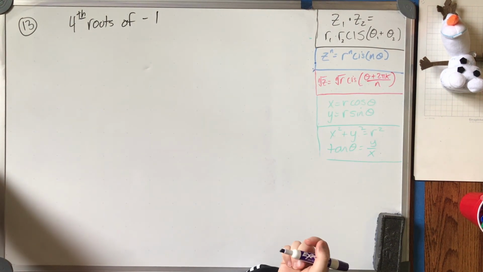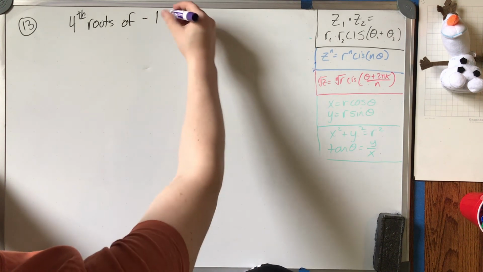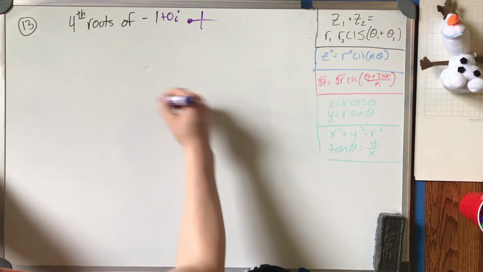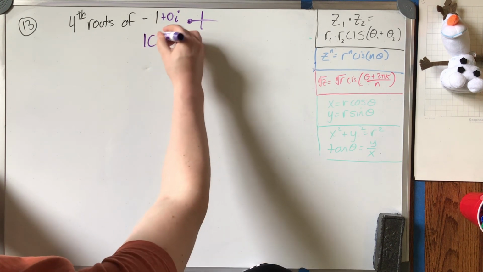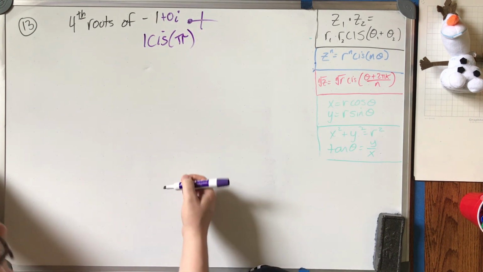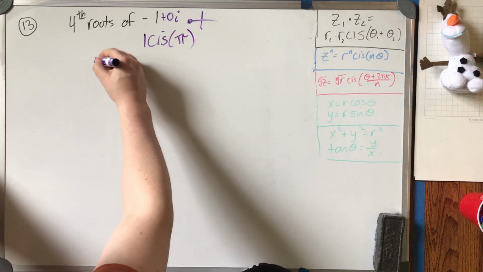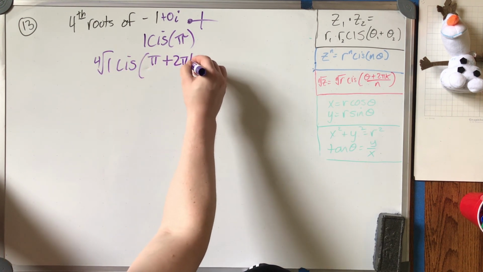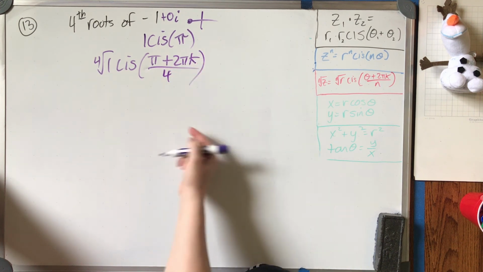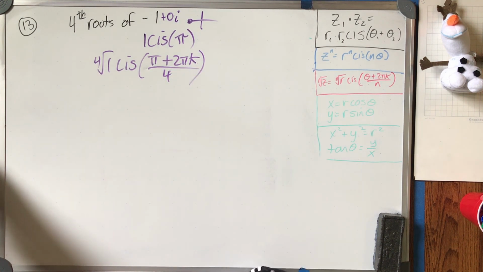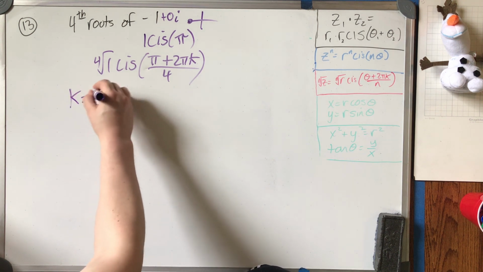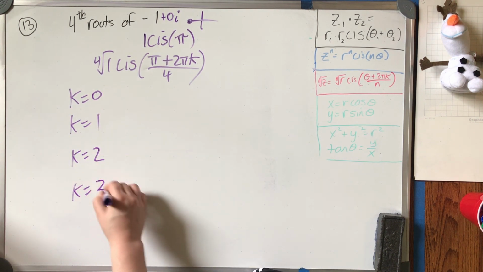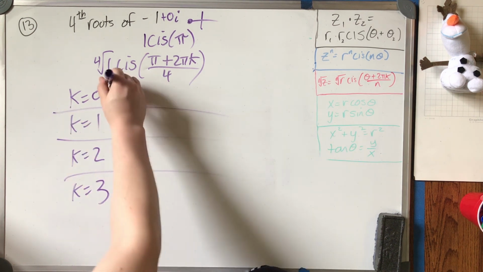4th root of -1. First thing you need to do is put this in trig form, so this is really -1 plus 0i, so if I graph that, that's right there. So that's going to be a radius of 1 and an angle of pi. So I'll just follow the formula. I have the 4th root of 1, cis, the angle pi plus 2 pi k, all over 4. I don't need to simplify that at all, and that's just going to end up being 1. So I'll have k equals 0, k equals 1, k equals 2, and k equals 3. That gives me the 4 that I need.